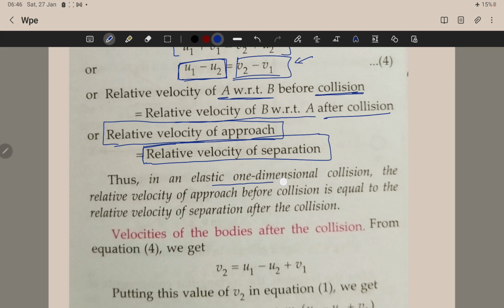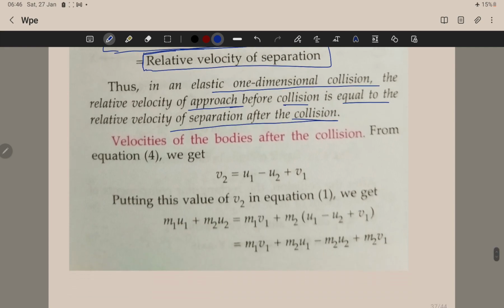Thus, in an elastic one-dimensional collision, the relative velocity of approach before collision is equal to the relative velocity of separation after collision. Thus, we prove this statement.